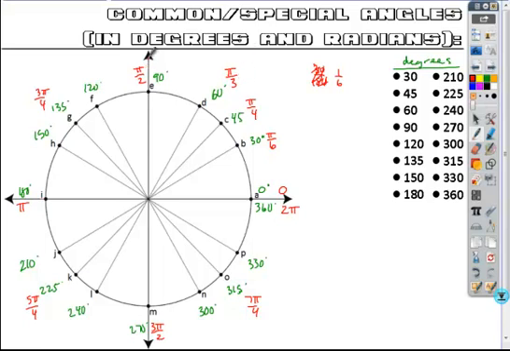Then I go to 3 pi over 6. What does 3 pi over 6 reduce to? Then I can go to 4 pi over 6, which reduces to 2 pi over 3. And then I can keep counting by pi over 6. This was 4 pi over 6, this is 5 pi over 6. I want you to fill in the remaining ones with your fractions of pi, please.